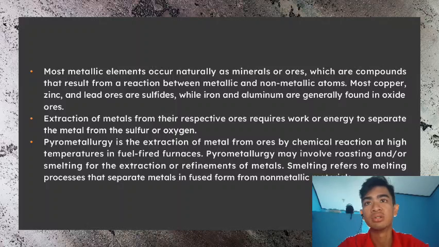Chalcopyrite is a yellow copper sulfide ore that also contains iron, while covellite is a deep blue copper ore that contains only copper and sulfur. Extraction of metal from their respective ores requires work or energy to separate the metal from the sulfur or oxygen. This energy can be supplied in the form of heat, and the first extractions were probably accidental.